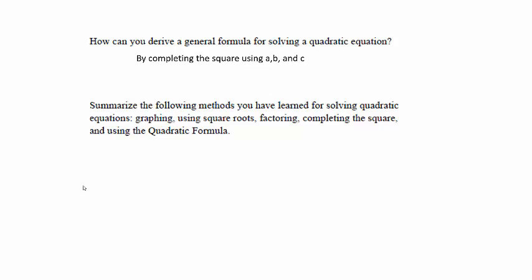So I just want you guys to know that the quadratic formula is derived simply by completing the square. We use a, b, and c instead of actual numbers to do that, so that we can use it for any situation. But it comes from completing the square.